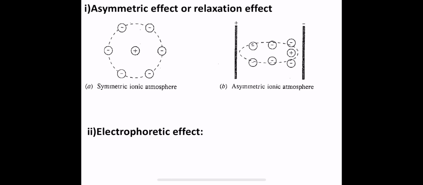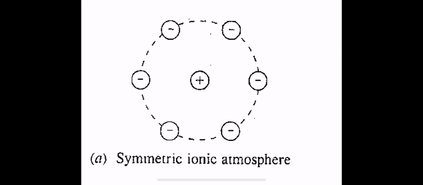This is in the absence of an electric field. What happens is the ionic atmosphere will be symmetrical. If you can see here, the distance between this sodium and this chloride, and the distance between the two chloride ions, is symmetrical, and the force of attraction on the central ion is uniform in all directions. If we observe this picture, we can clearly understand that. The attraction between this sodium and chloride ion is uniform in all directions.